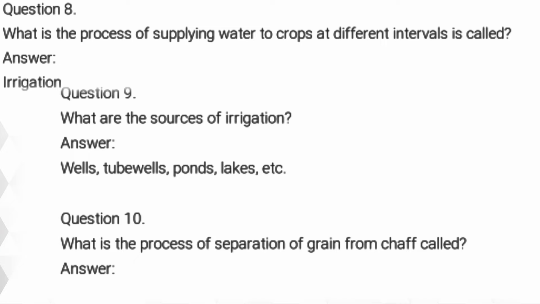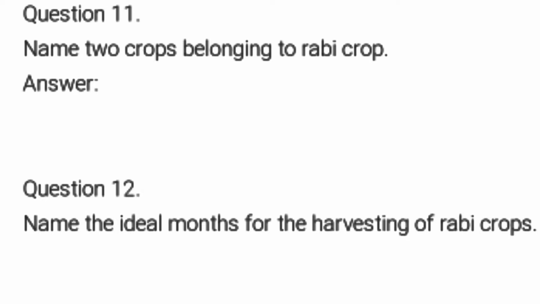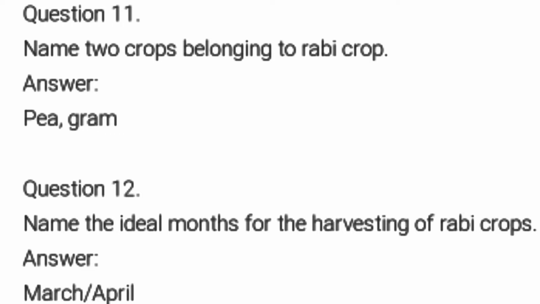10th question is, what is the process of separation of grains from chaff called? And the answer is winnowing. 11th question is, name two crops belonging to rabi crops. And the answer is pea, gram. 12th question is, name the ideal month of harvesting of rabi crops. And the answer is March, April.